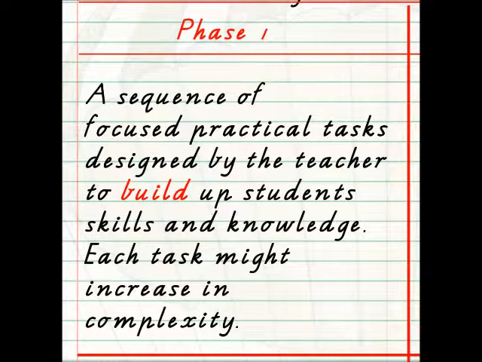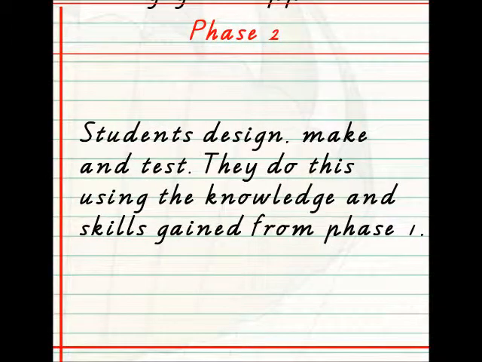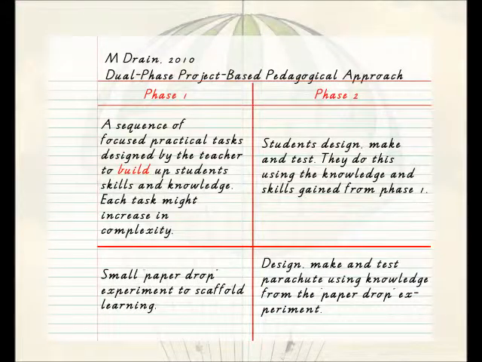In one of our readings, Drain talked about a dual-phase pedagogical approach. For Phase 1, students would complete a series of small tasks which enabled them to gather evidence and information. This information would help them with Phase 2, which is about designing and making. If I did these lessons again in a real classroom situation, I think this would be a useful approach to take, because it would scaffold students' learning and allow them to build up the knowledge and skills required to build a successful parachute.